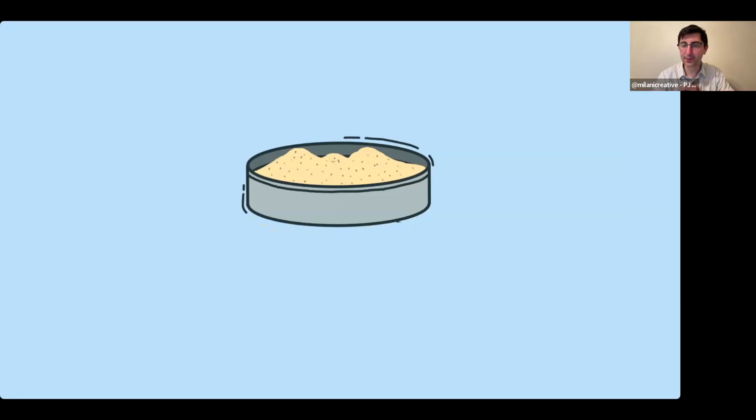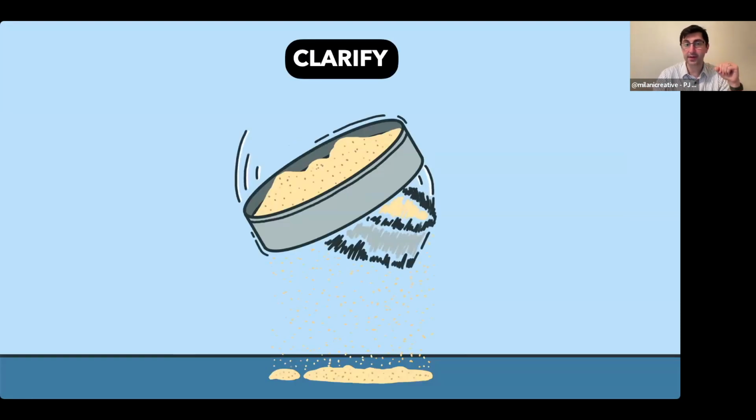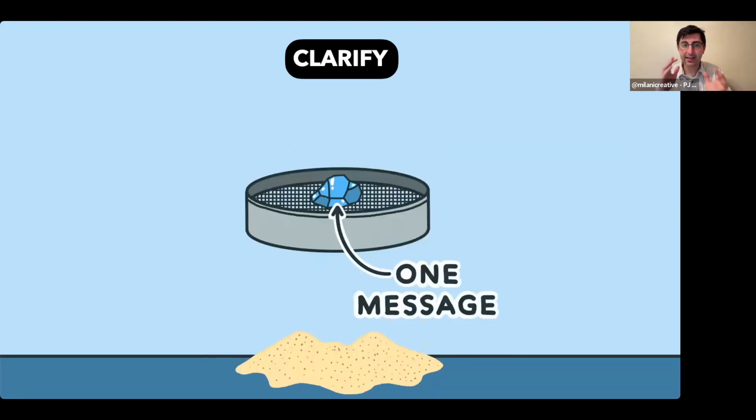Let's get into the gritty of making these visual metaphors. And it all starts with clarifying the stuff in your head. So we take what we got, we start sifting out and getting to one message, clarifying to get to that one nugget of an idea.